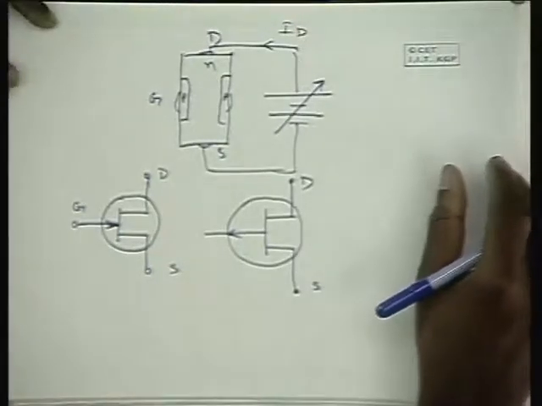Now, what about the gate? We were talking about VGS and its influence on the channel in terms of changing the resistance and in terms of changing the current flowing through the channel, the saturation current that can be allowed through the channel. What about the gate's own current?